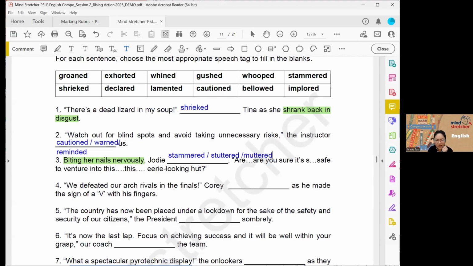We defeated our arch rivals in the finals. Corey blanked as he made the sign of a V with his fingers, a victory sign.